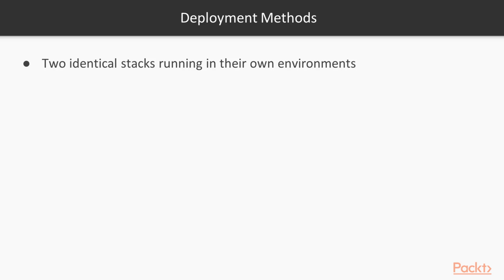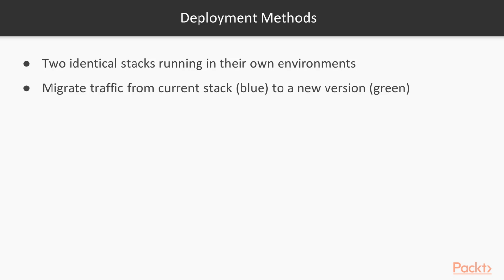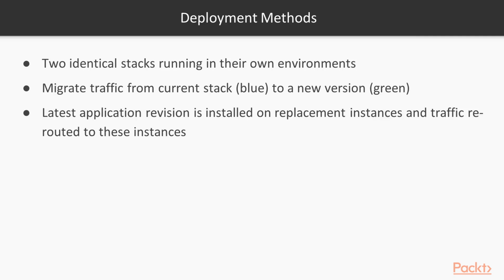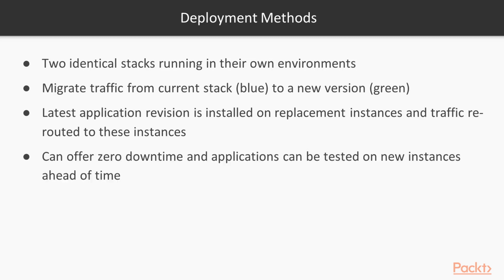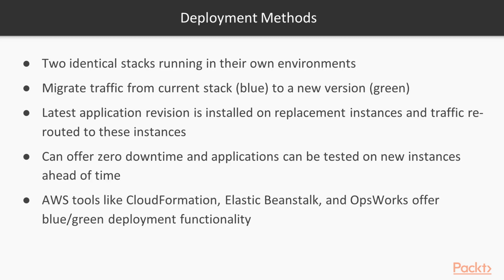Fancy term, that. But essentially what you have is 2 identical stacks running in their own environments. You migrate traffic from the current stack, what we call the blue deployment, to the new version, which is the green deployment. The latest application revision is installed on replacement instances and traffic is rerouted to these instances. And you can offer 0 downtime, and applications can be tested on the new instances ahead of time. AWS tools like CloudFormation, Elastic Beanstalk, and OpsWorks offer blue-green deployment functionality.